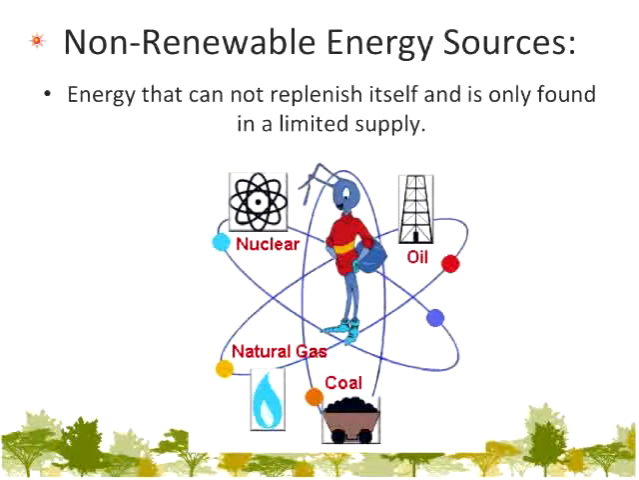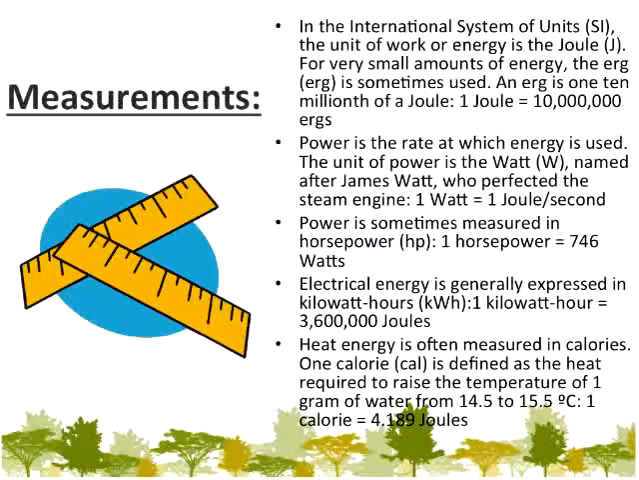Then we talk about non-renewable energy sources, which is what we're most familiar with, the things we use most in our household. And this is energy that cannot replenish itself and is only found in a limited supply. And there's 4 main types of non-renewable energy sources. There's oil, coal, natural gas, and nuclear power. Nuclear power is not considered a fossil fuel, however oil, coal, and natural gas are. And once again, these are the most common energy sources used in our household.